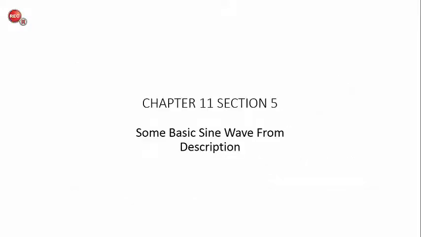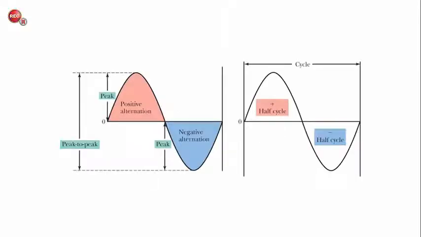This is section 5. It's called Some Basic Sine Wave Form Description, and that should say wave form, not wave from. And so this is a sine wave, and these are some of the important characteristics of sine waves that we want to make sure that we remember, and this is how we label them. Sine waves have two alternations. One is called the positive alternation, shown here in a sort of a pinkish color, and the negative alternation here shown in this blue color.